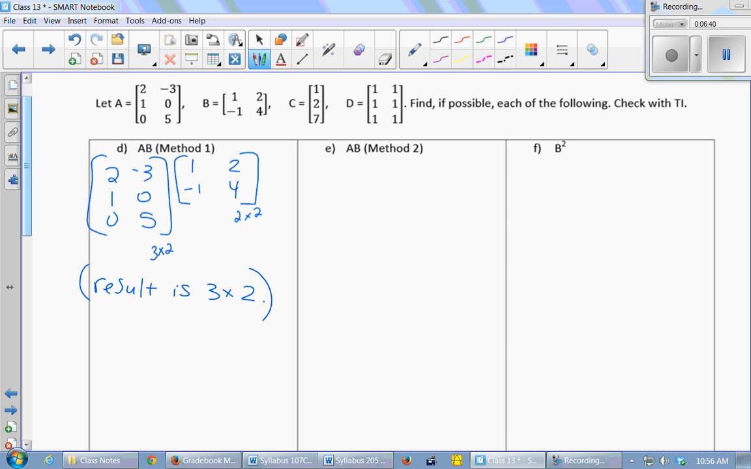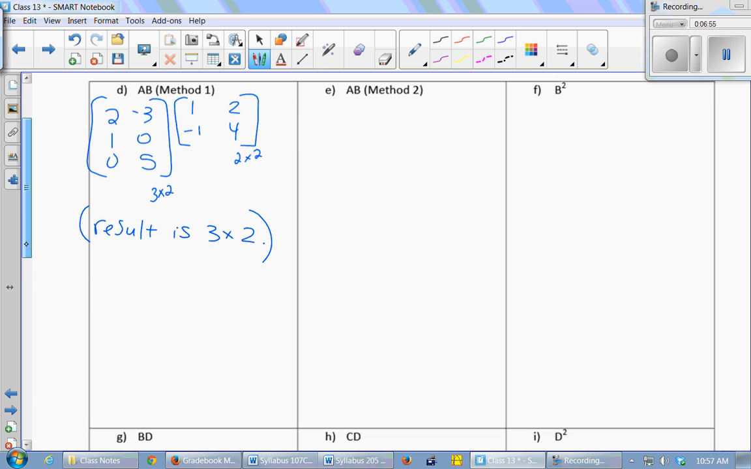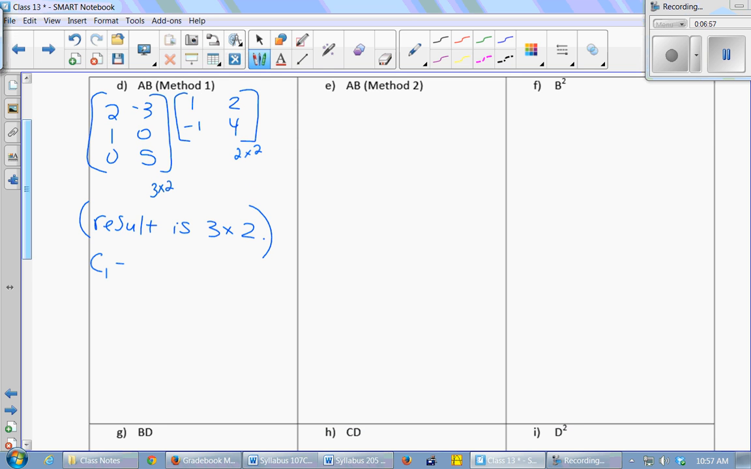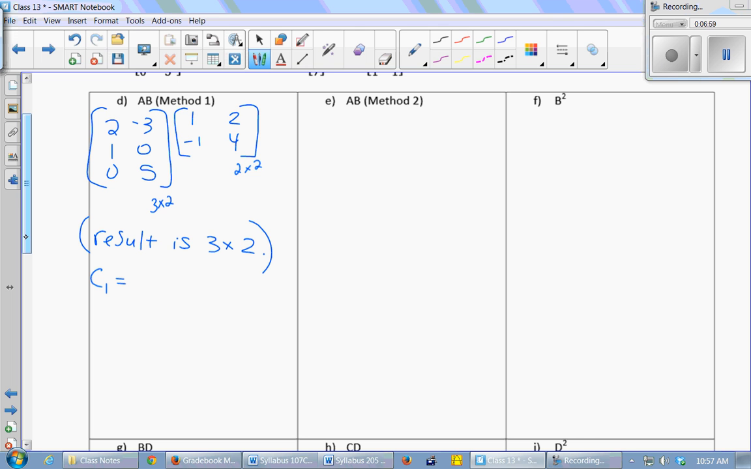So I'm just going to make a note of that so I know what kind of thing I'm expecting when I do this. So I have 2 columns. The first method that your book gives for multiplying 2 matrices is to do it column by column. So if I want to get column 1 of the resulting matrix, I'm just going to call it C1 for column 1. You imagine you're just multiplying the matrix A by the vector 1, -1.